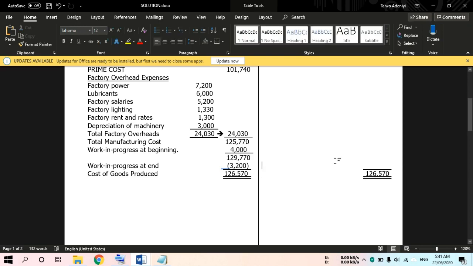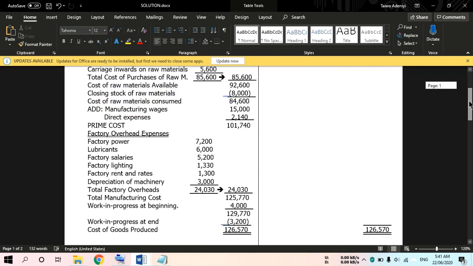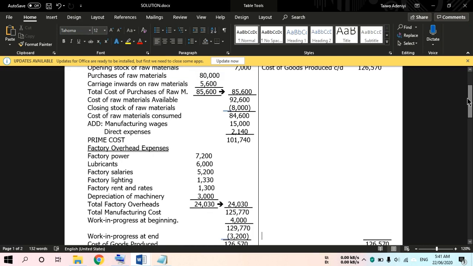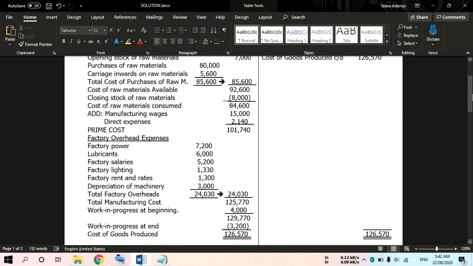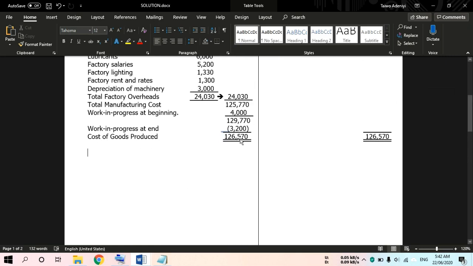Okay, so that is the end of one account, that is the manufacturing account. So we'll begin with the trading account. As you can see, the figure that we have here is the same figure that is here. That is the cost of goods produced. Next is to prepare the trading account, and in the trading account we usually start with the opening stock. So we'll start with the opening stock of finished goods.